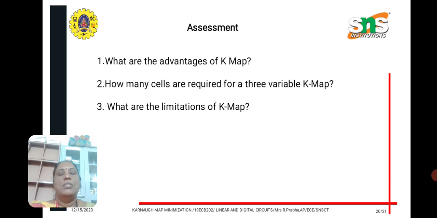And for assessment, advantages of K-map: we know it is a very simple, less error prone method when compared to the simplification method using Boolean laws and theorems. And the second question, how many cells are required for 3 variable K-map? We know it is 2 power n, so 2 power 3 is 8 cells in K-map. And limitations of K-map, as we saw already, it is applicable up to 5 variables, and for more than 5 variables we cannot go with K-map. Thank you.